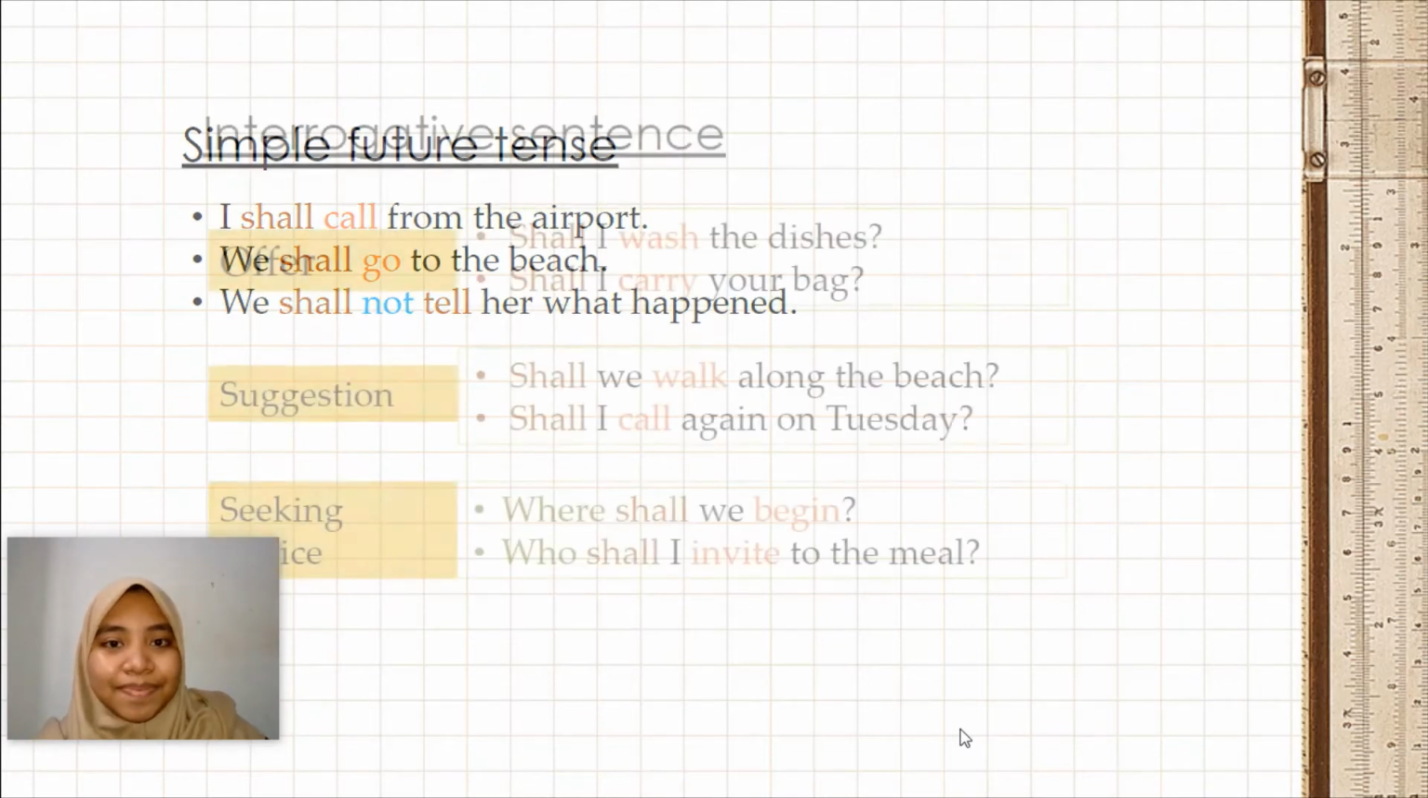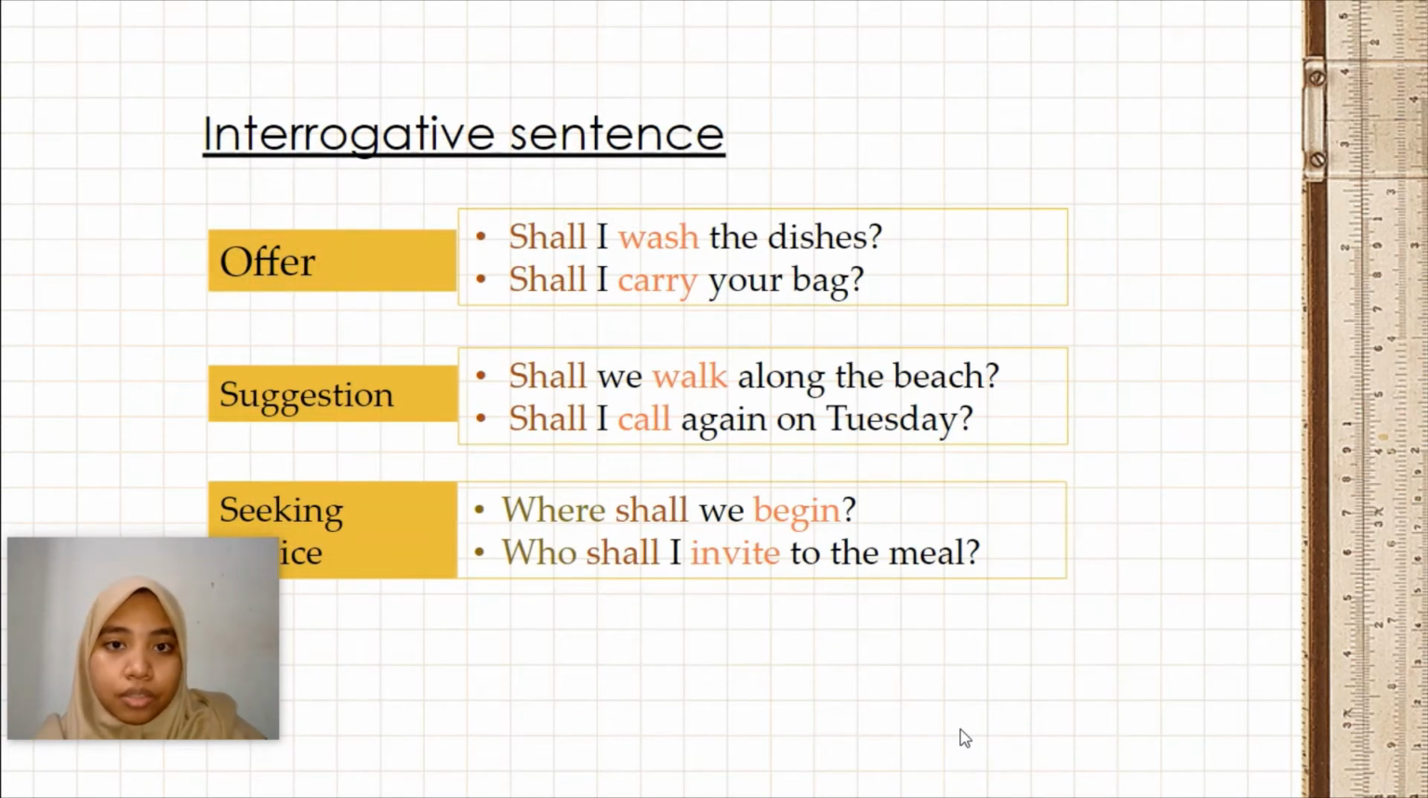Alright, next. We can create interrogative sentences using shall to make an offer, suggestion, or seek advice. For example, shall I wash the dishes? Shall I carry your bag? Shall we walk along the beach? Shall I call again on Tuesday? Where shall we begin? Who shall I invite to the meal?